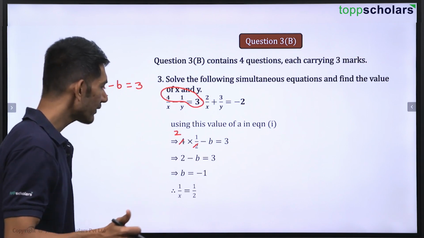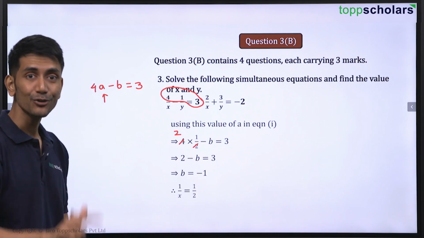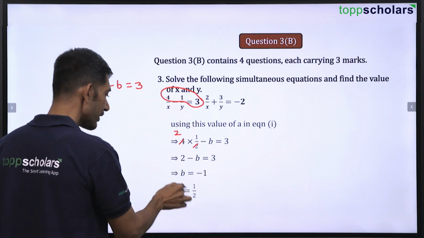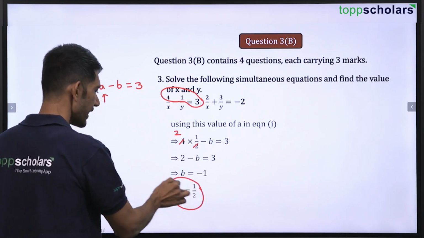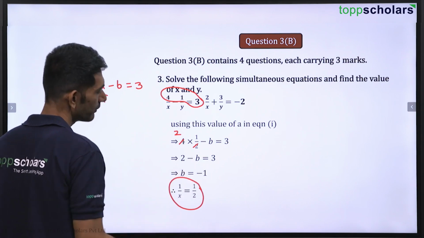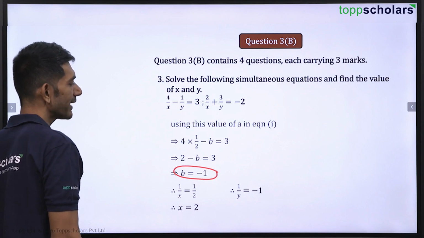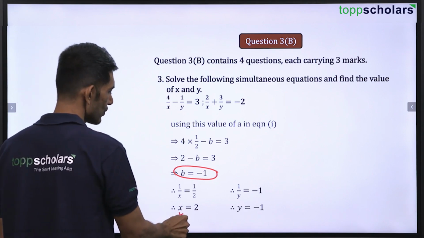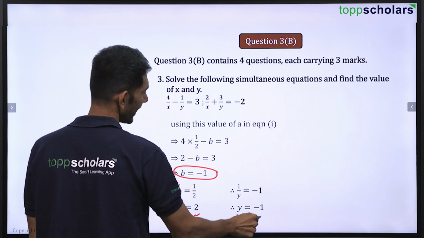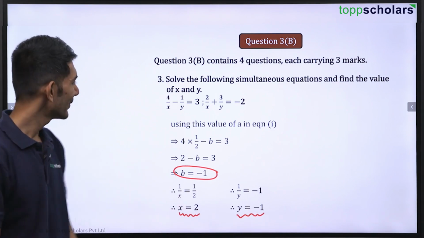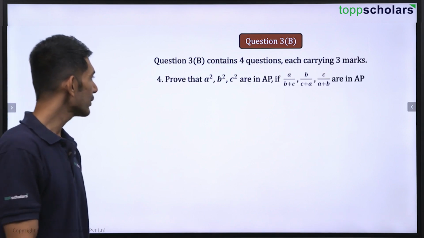Now we got the value of a, now we got the value of b. But that is not our final answer. We need the value of x and y. a is what? a is 1/x. So 1/x is 1/2. So x will be 2. b is 1/y. So y will be −1. So x is 2. y is −1. That's it. You got the values of x and y. Simple and easy. Okay. Let's have a look at a new question now.